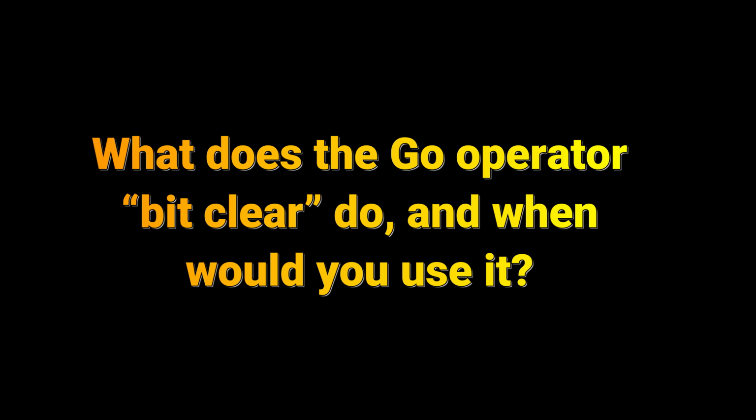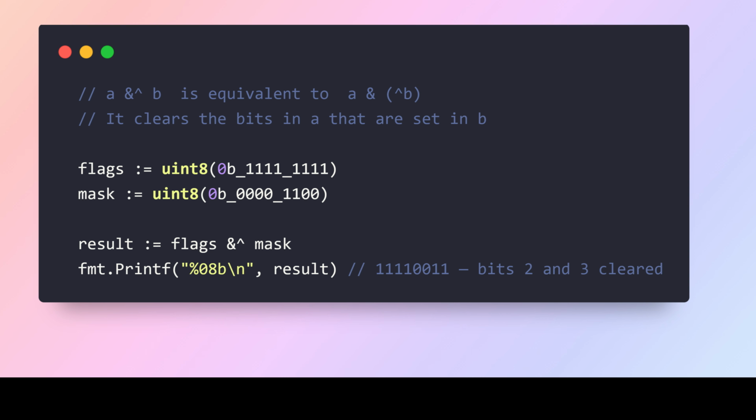Question: what does the Go operator &^ bit clear do, and when would you use it? The bit clear operator in Go means AND NOT. It clears bits in one value using another value as a mask. First, Go flips the bits of the mask. Then it applies AND. Any bit that is 1 in the mask will be cleared in the original value.